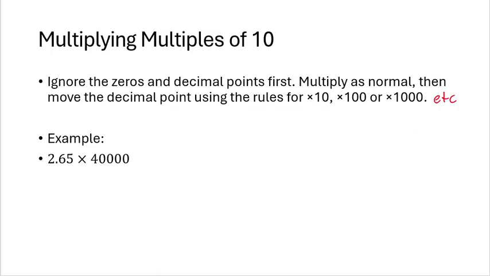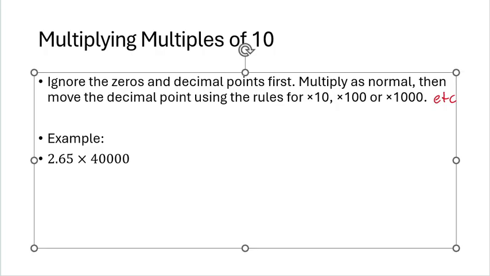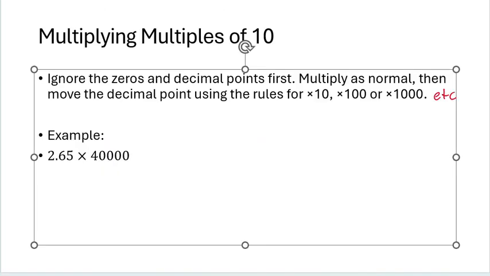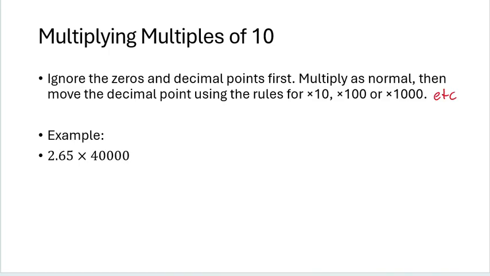Next, we have multiplying by multiples of 10. So you pretty much do the same thing, but you're just gonna ignore the zeros and the decimal points first. Multiply as normal. Then you move the decimal point using the rules for times 10, times 100, times 1,000, or higher. Okay? So this is my example here. 2.65 times 40,000.